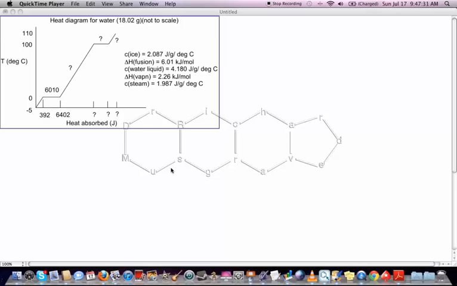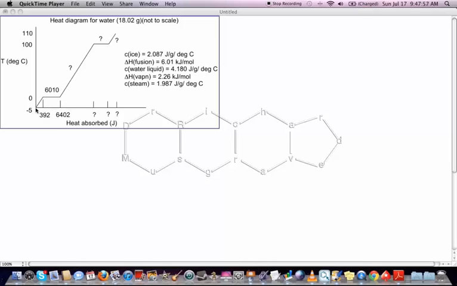Right, in order to do this, we need certain pieces of information. We need the heat capacities of each of the phases. So we need the heat capacity of the ice, the heat capacity of the water, and the heat capacity of steam. We also need the heat of fusion and the heat of vaporization, and these are going to tell us the energies required to actually melt or vaporize the substance. So let's talk about what's going on the heating curve.